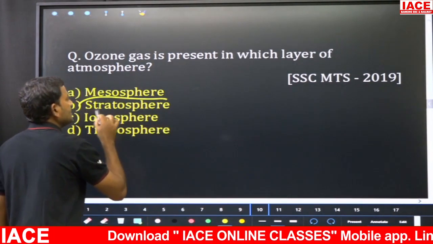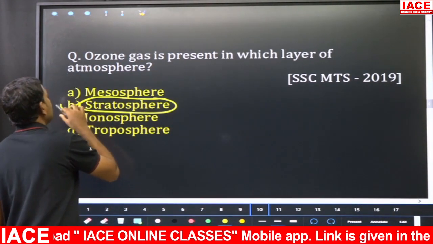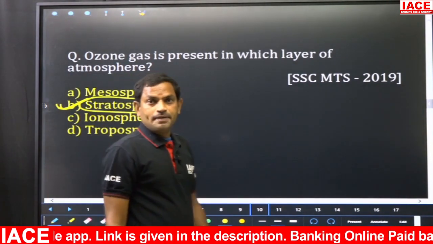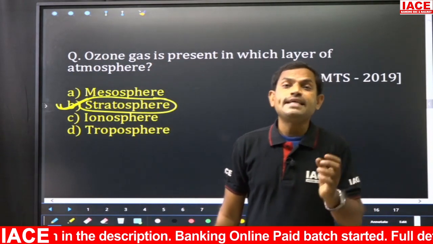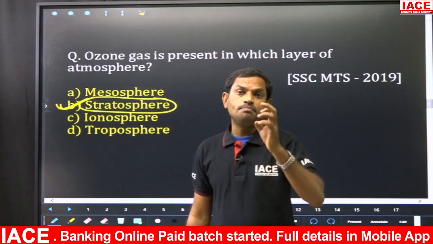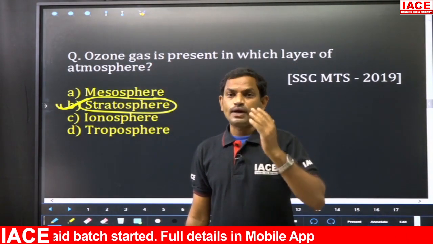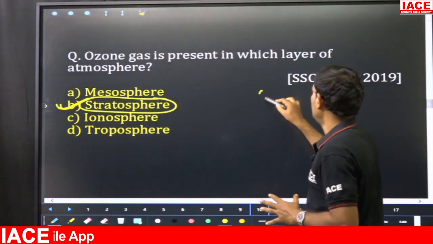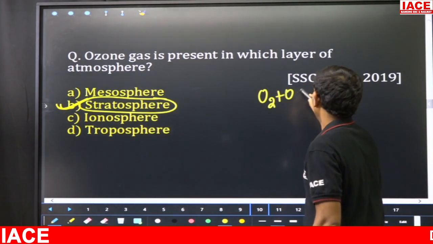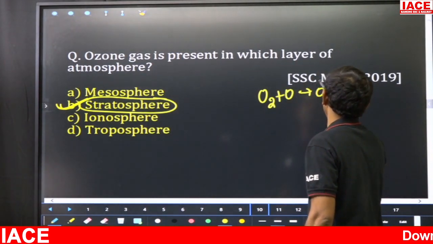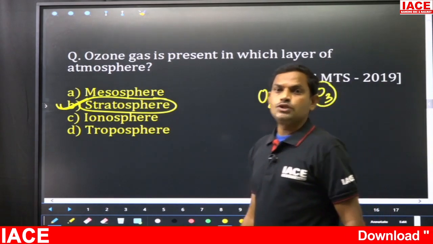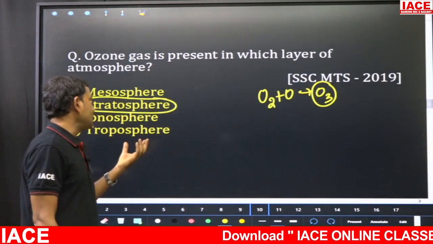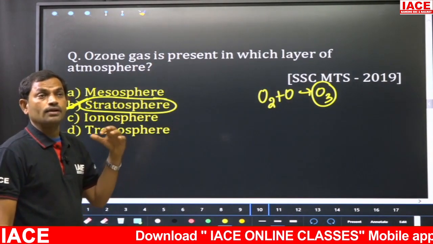It is present in the stratosphere and protects us from the harmful ultraviolet radiation, especially the UVB type radiation, that is ultraviolet rays B type. We can protect ourselves because of the presence of this ozone. We know that ozone is the combination of O2 plus O that results in O3, which we are calling ozone, and it is present in the stratosphere and covers the entire Earth just like a blanket.